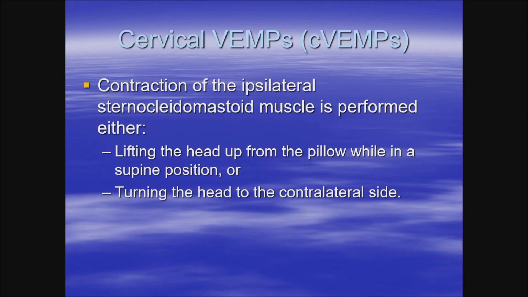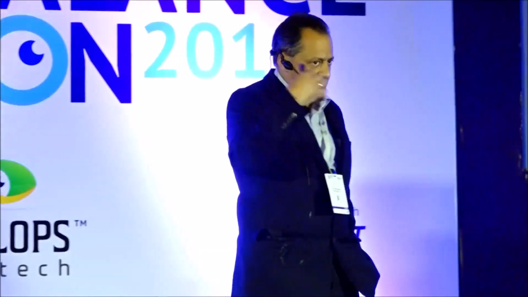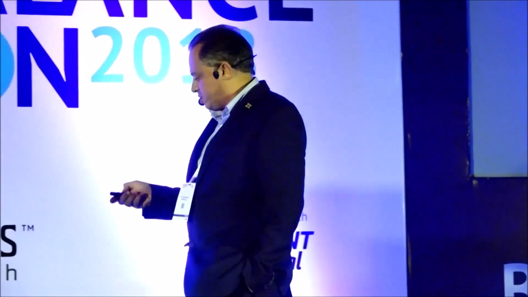So like I said, you have to contract the sternocleidomastoid muscle at the same time, because the cervical VEMP is an inhibitory response. So you have to inhibit something, and what you inhibit is the contraction. So you ask the patient to either lift the head up, which produces better responses, or if you don't have a bed and you have the patient sitting in a chair, to turn the head to the other side, but lying down and lifting the head up gives you larger responses.